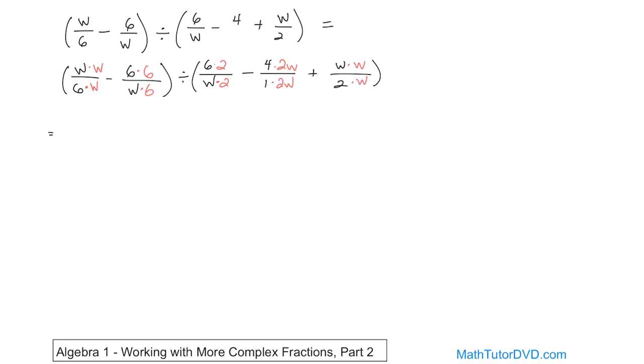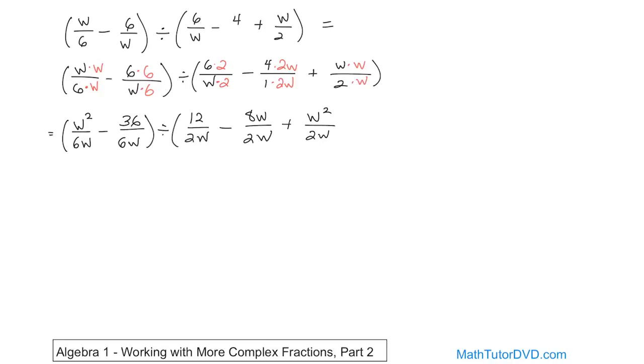So let's work on the left one right here. We have w squared over 6w minus 6 times 6, which is 36, over 6w. So now we have denominators that match. This will be divided by, and then we're working over here: 6 times 2 is 12 over 2w, minus 4 times 2w, which is 8w over 2w. And then here, w times w is w squared over 2w. So now you see we have common denominators here as well. Now we can just move on down the line and simplify everything here.